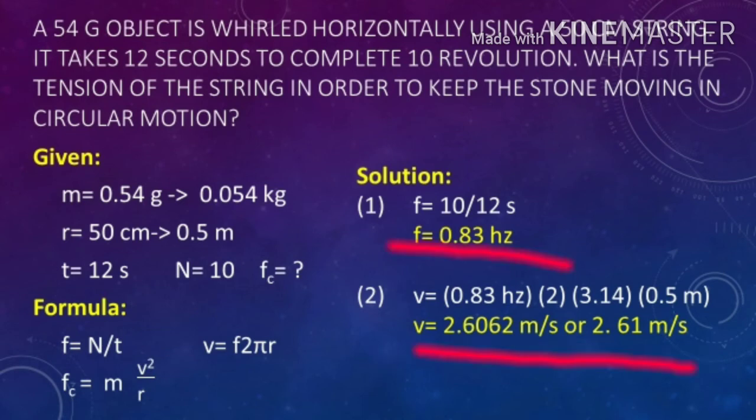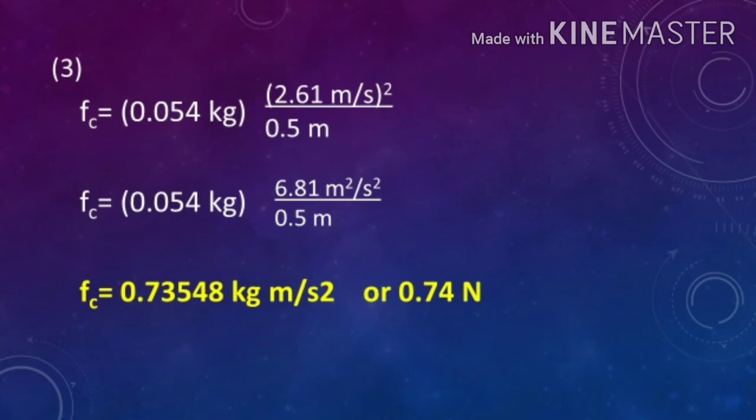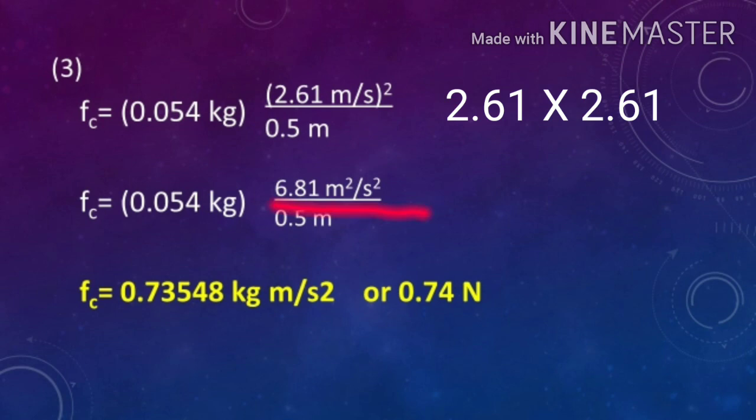Now that you have your frequency of revolution and tangential speed, you can solve now for centripetal force or tension. F is equal to 0.054 kilogram which is your mass times 2.61 meter per second squared which is your tangential speed divided by 0.5 meter which is your radius. First solve 2.61 meter per second squared. If you square 2.61, it means multiplying it by itself. 2.61 times 2.61 is equal to 6.81. Distribute the square to meter and second. The answer would be 6.81 meter square per second square.